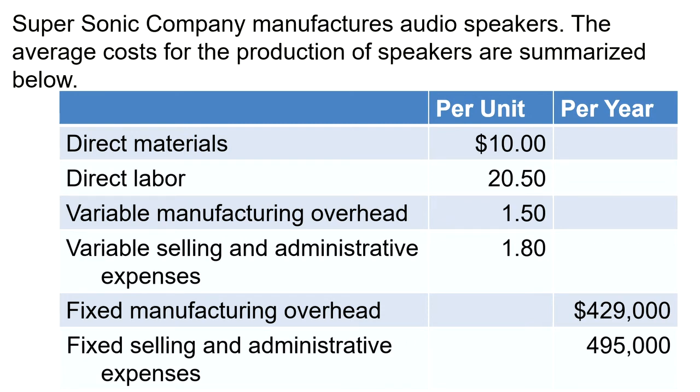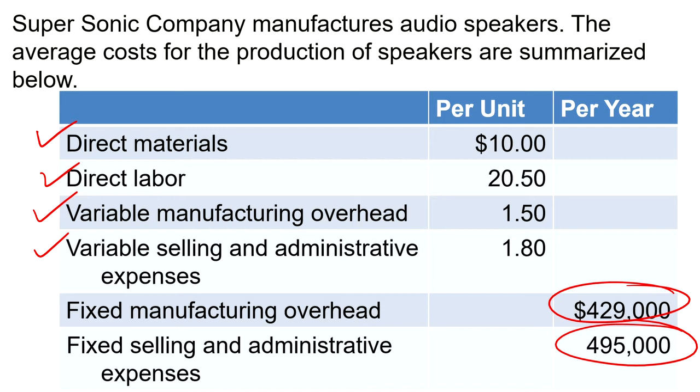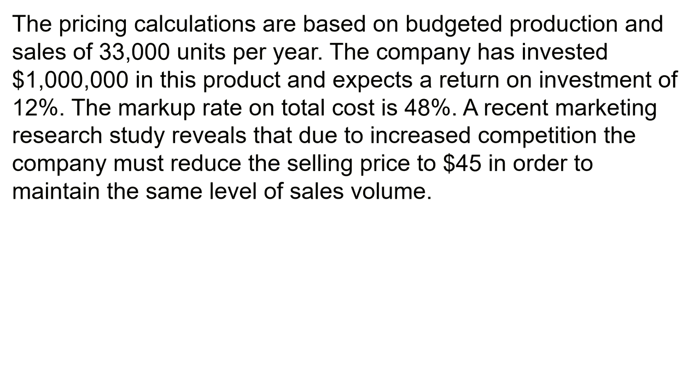The average cost for the production of speakers is summarized below, and we've got all our costs: direct materials, $10; direct labor, $20.50; variable manufacturing overhead, $1.50 per unit; variable selling and administrative expenses, $1.80; and then we have fixed manufacturing and fixed selling and administrative costs at $429,000 per year and $495,000 per year. So we're going to come back and use this information in one of the requirements, but that's our starting point. The pricing calculations are based on budgeted production and sales of 33,000 units per year.